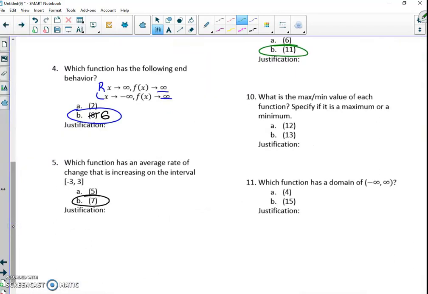It says, what is the maximum or minimum value of each function? Specify if it's a minimum or maximum. I don't think I'm going to have time to finish this in this video, so go ahead and go to the next video to finish this review.